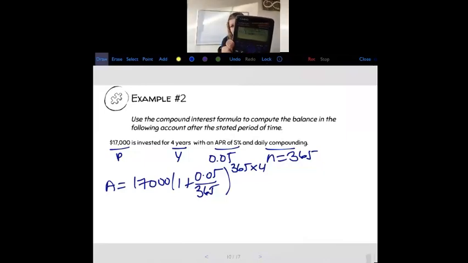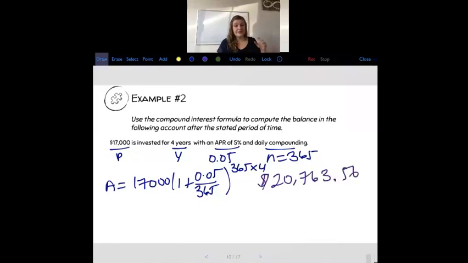Okay, and if you're ever having trouble with putting this in your calculator, you can reach out to me and I'd be happy to help you. Except on an exam, you have to know how to do it there. Okay, so this becomes 20,763.56. If you're using the Texas Instruments, I would simplify just a little bit before you put this in your calculator.